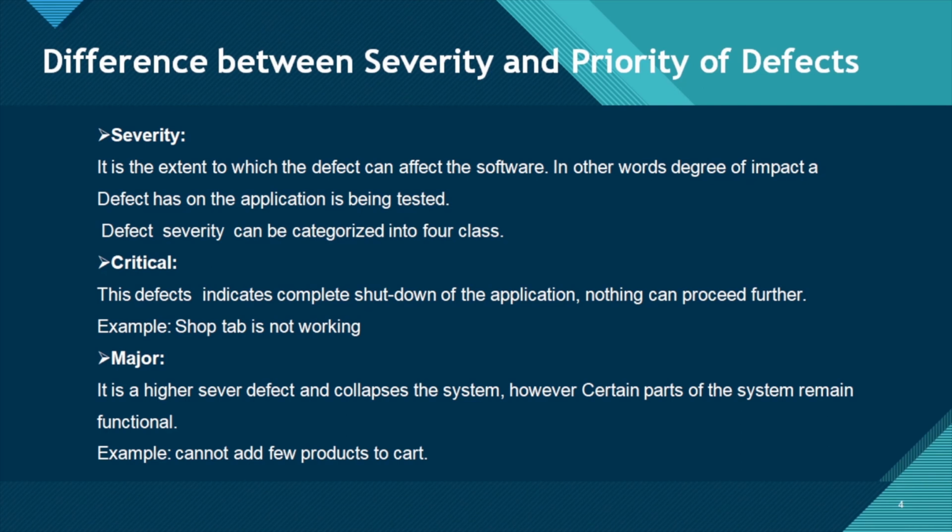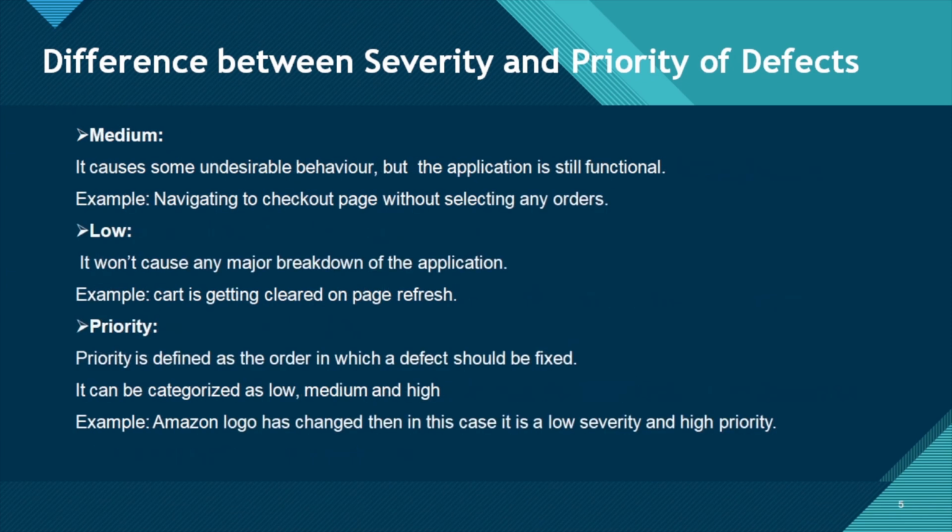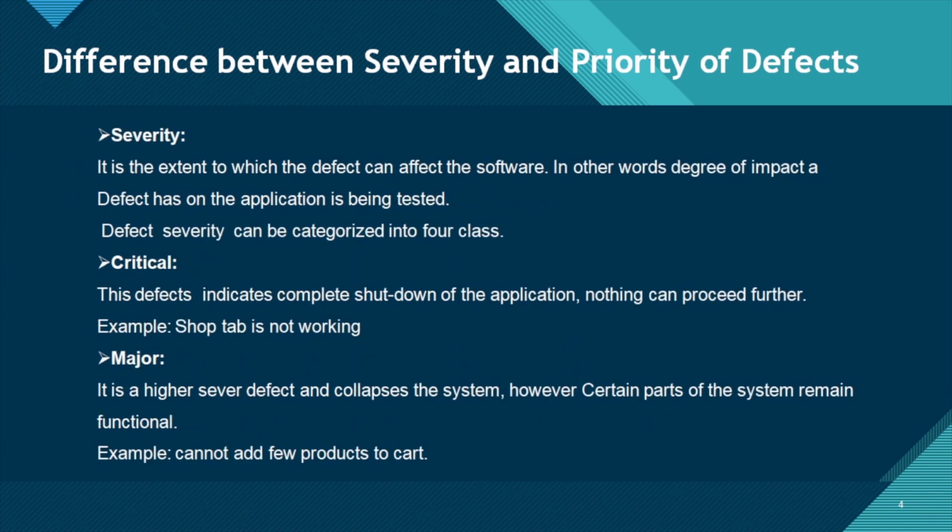Defect severity can be categorized into 4 classes: critical, major, medium, and low. So first we will discuss critical. This defect indicates a complete shutdown of the application. Nothing can proceed further. Example: the shop tab is not working. As I said, in an e-commerce website, if the shopping tab is not working, then we can't go further, right? So that will be a critical defect.